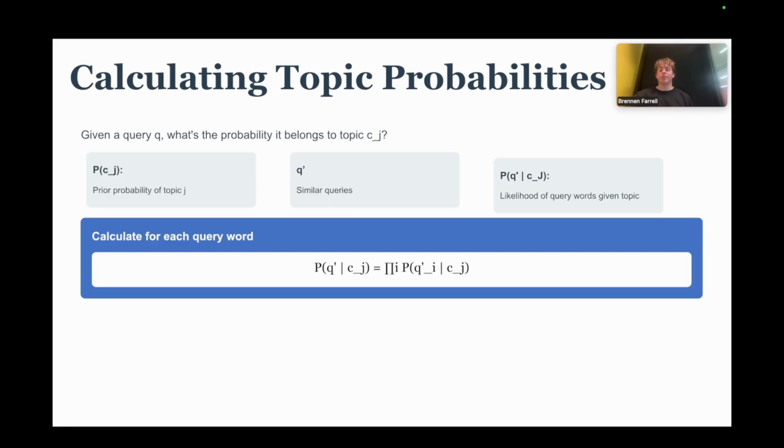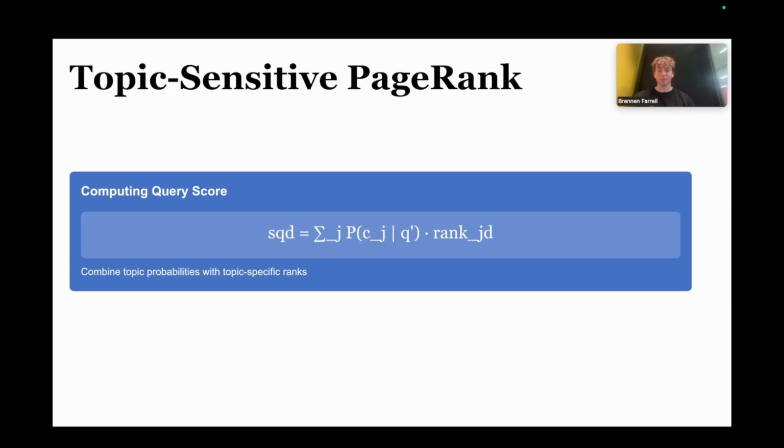For the probability of Q prime given C sub j, we multiply all the probabilities of Q sub i, the different query forms that we have, given C sub j. This gives our final query score, S sub QD, which is the equation we just calculated. You do it for every value of j.